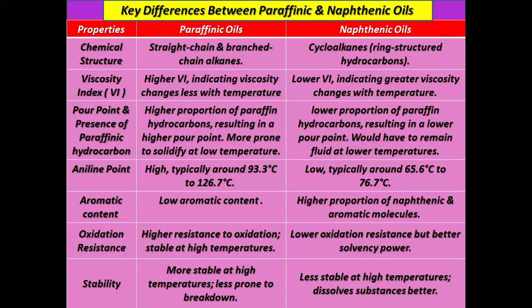Oxidation resistance: paraffinic oils have higher resistance to oxidation and are stable at high temperatures, whereas naphthenic oils have lower oxidation resistance but better solvency power. Stability: paraffinic oils are more stable at high temperatures, less prone to breakdown, whereas naphthenic oils are less stable at high temperatures, but dissolve substances better.